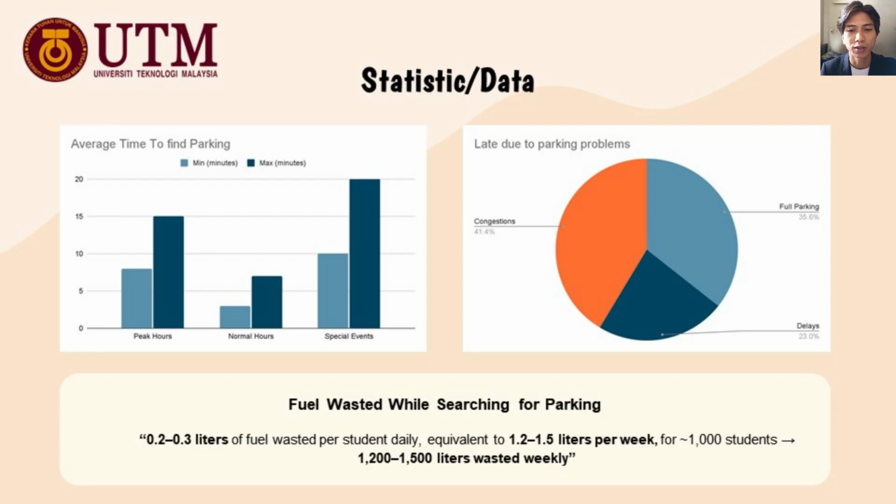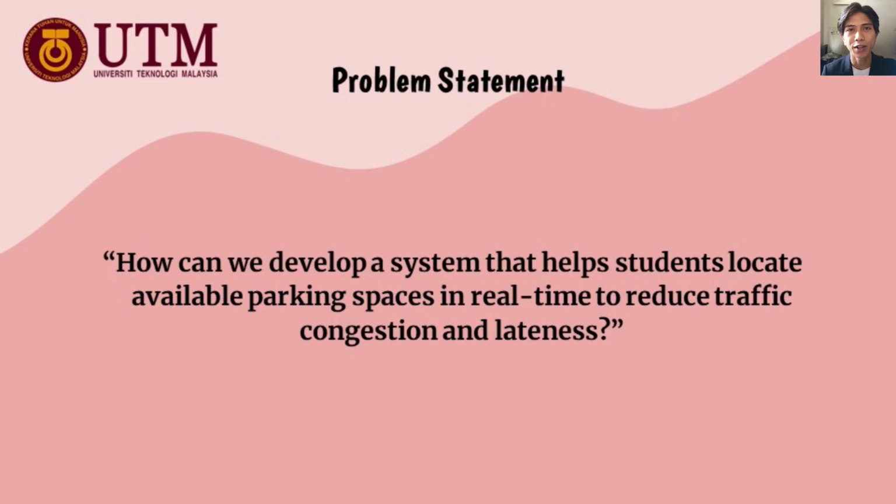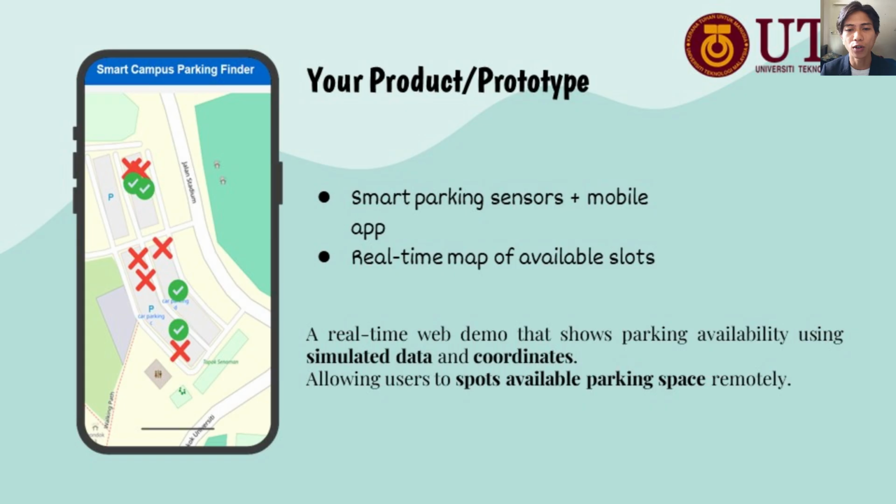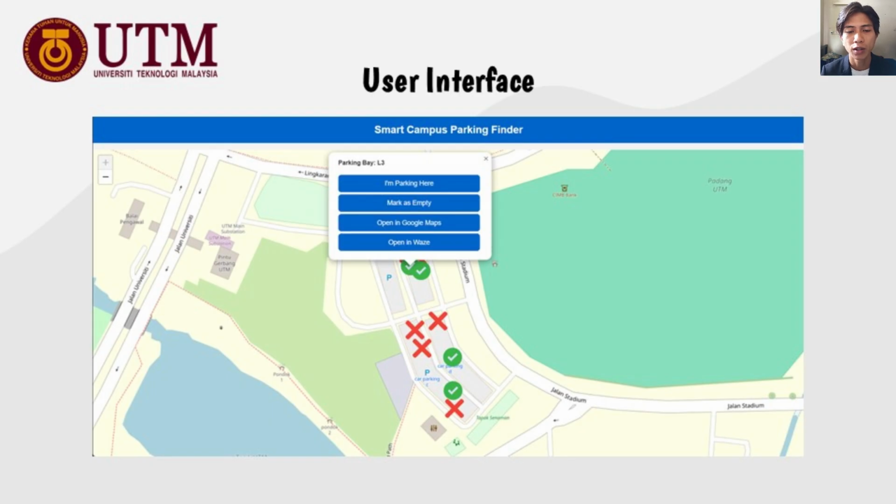According to our statistics, around 60 students arrived late because parking was full, 40 missed at least one class due to parking delays, and 72 students say parking congestion is worse near DSI and FKE. How can we develop a system that helps students locate available parking spaces in real time to reduce traffic, congestion and lateness? That's what our product is here for: a smart parking sensor plus a mobile app which shows a real-time map of available parking space.